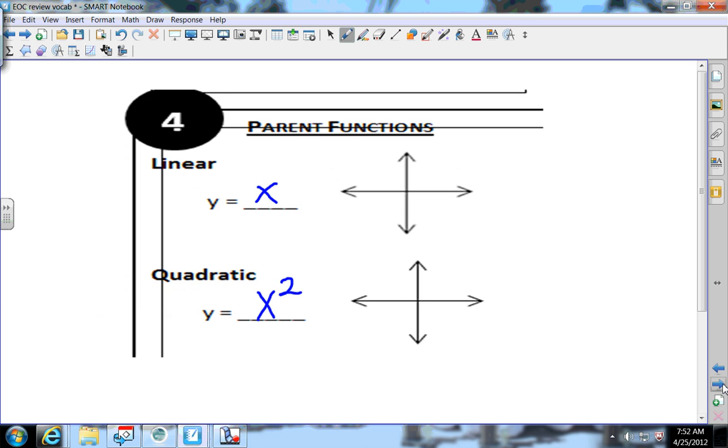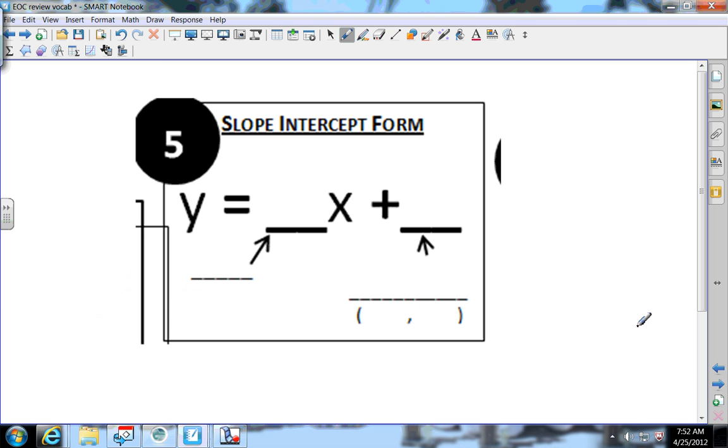Another one we have right here. Slope-intercept form. All right, so for example, what number goes here in this spot? The slope. What number goes here? The y-intercept. Now, do y'all remember what letters we use for these? M is the slope. B is the y-intercept.